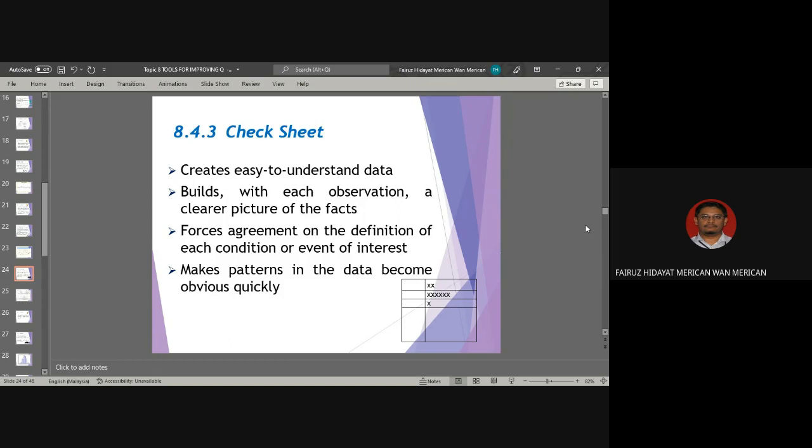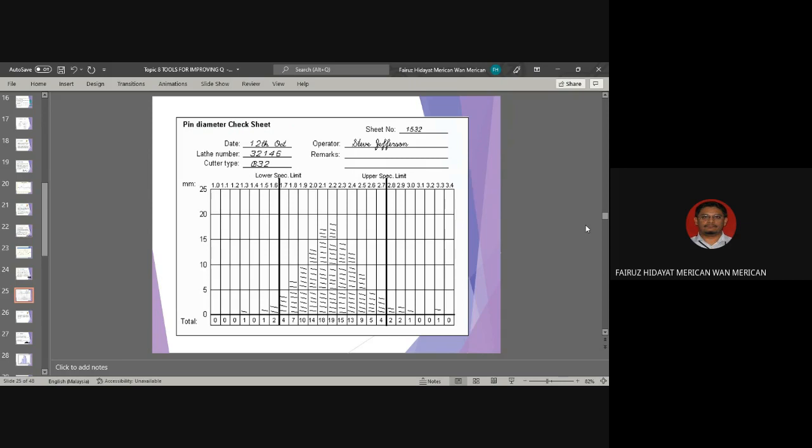And in the check sheet, it also refers to the patterns established by the data that is keyed into the check sheet, so it becomes quickly obvious, meaning it becomes apparent. Everyone will know what the data means when they observe the check sheet table. So this is the illustration of the check sheet. In this case would be the pin diameter, the diameter of the pin that is manufactured by this particular company. So all the information is there, from the operator's name, the date, the cutter type that's been used to manufacture the pin.